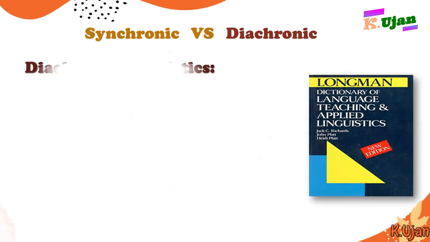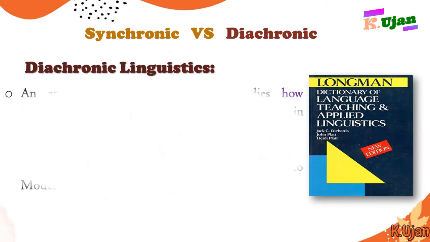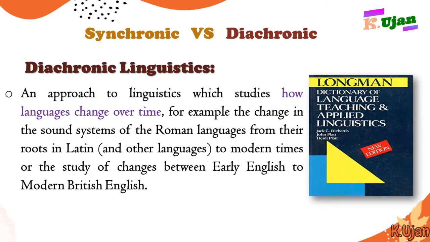This definition of diachronic approach in linguistics is taken from Longman Dictionary of Language Teaching and Applied Linguistics. And according to this dictionary or book, it is an approach to linguistics which studies how languages change over time.